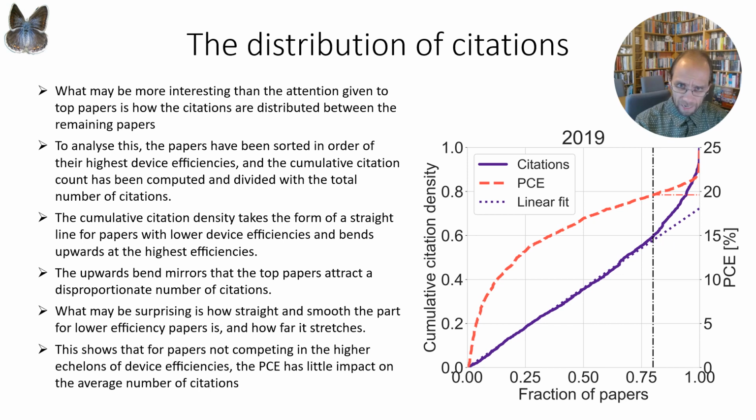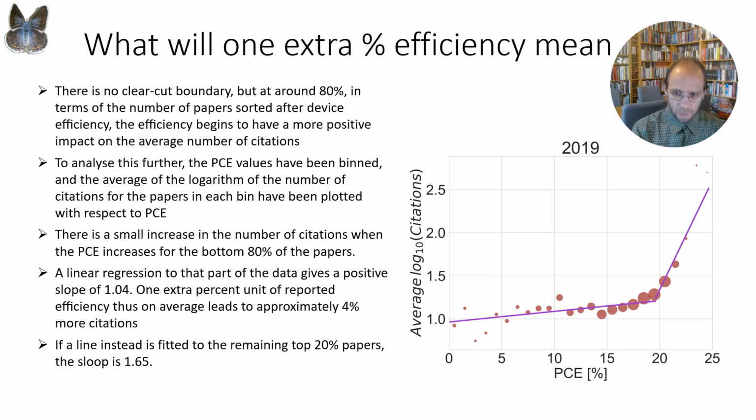This indicates that for papers that are not competing in the high echelons of device efficiencies, the device efficiency may not have a very large effect on the number of citations your paper gets. To analyze this in some more detail, we can see that there is no clear-cut boundary for where device efficiency starts to play a larger role, but it seems to be something happening around the 80% line. So the 20% of papers reporting the highest device efficiency seem to behave somewhat differently from the rest.